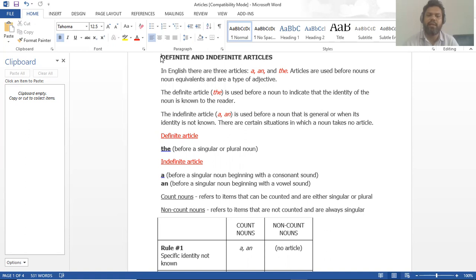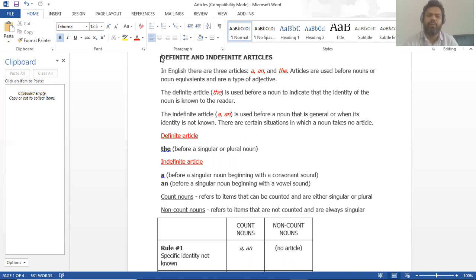The definite article THE is used before a noun to indicate that the identity of the noun is known to the reader. Dear students, here I would like to mention that for the nouns which are already known to you, you must use THE. The nouns which are not known to you, you will use A or AN before them. So the definite article, here in red color, is used before a singular or plural noun. I mean both singular or plural noun.